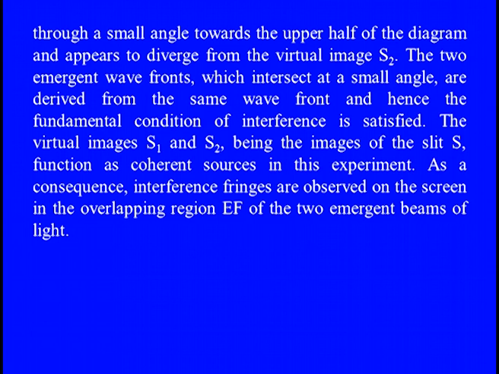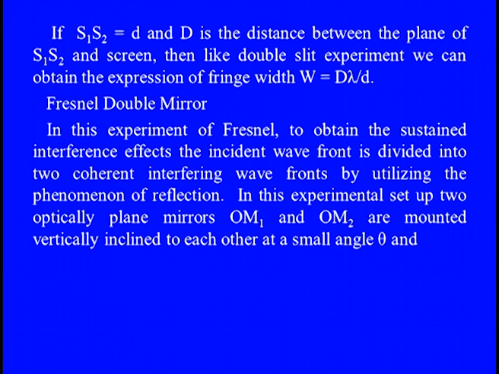As a consequence, interference fringes are observed on the screen in the overlapping region EF of the two emergent beams of light. If S1S2 is equal to d and capital D is the distance between the plane of S1S2 and the screen, then like the double slit experiment, we can obtain the expression for fringe width: W equals capital D lambda divided by small d.